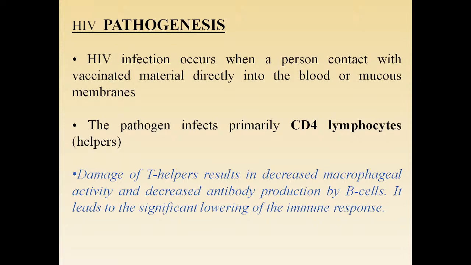Damage of T helpers results in decreased macrophage activity and decreased antibody production by B cells, and it leads to a decrease of the immune response.